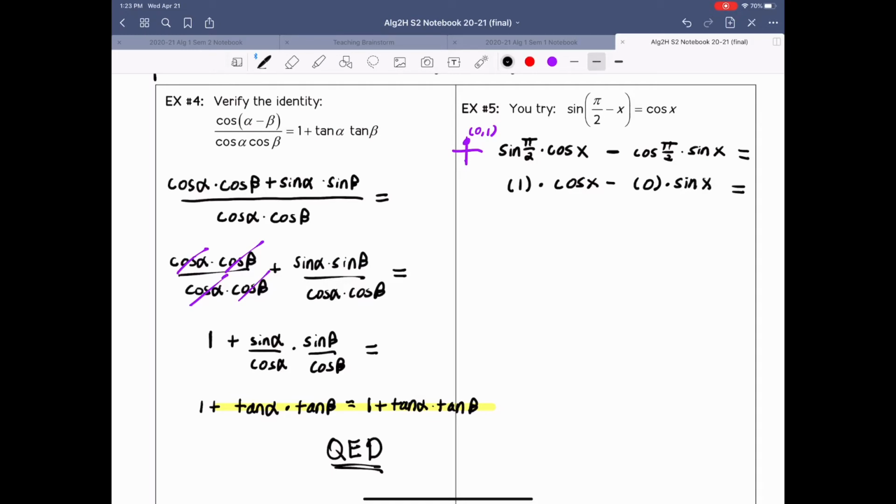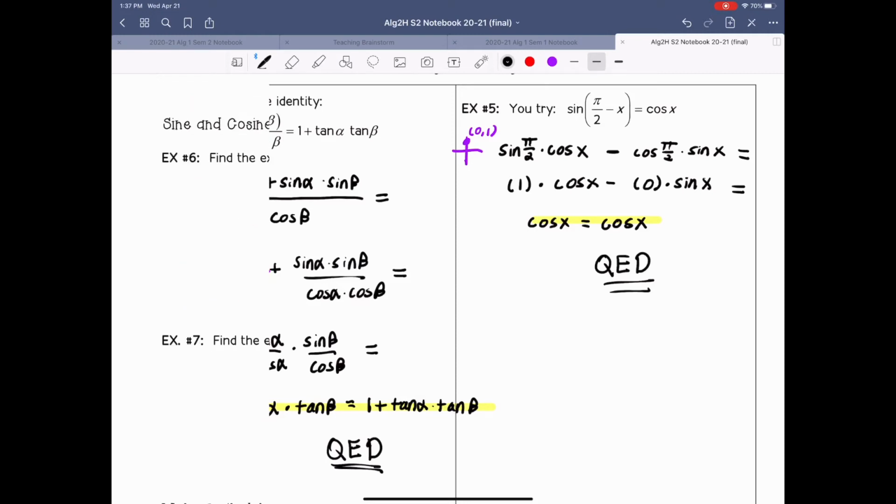Well, let's take a look at what happens here. 1 times the cosine of x is just the cosine of x. And then 0 times anything is just going to be 0. So we have proven that the cosine of x is equal to the cosine of x. So now that I have made that proof, I'm going to finish off by saying QED. All right, and that is how we prove example number 5. Let's move on to the next page and look at some more.